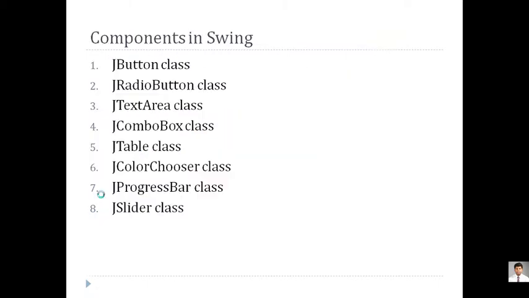So we went through the example yesterday also, and then we entered into the list of components, whether it is a button or radio button or checkbox or combo box or table or color chooser or progress bar or a slider. Apart from this, there are a lot of other components present in Swing.